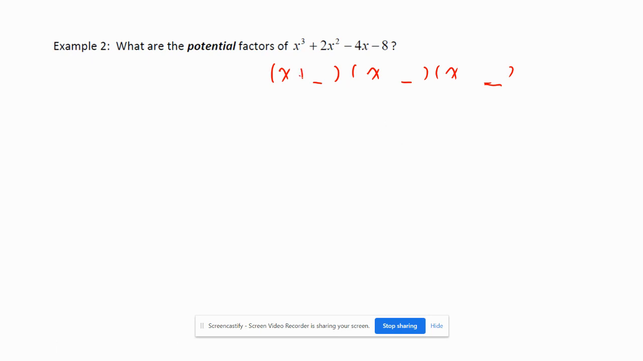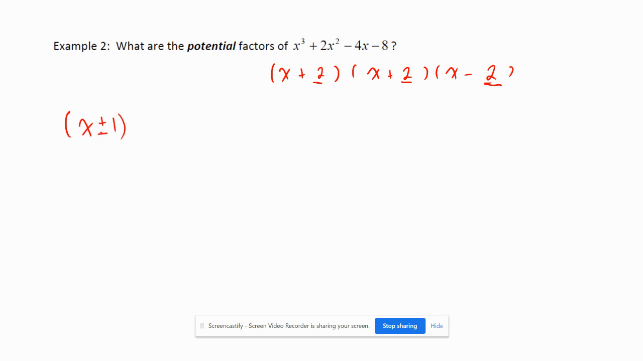Is it possible for this one to be a 2? Sure, because this could be a possible factor. It might be x plus 2 times x plus 2 times x minus 2. I'm not sure if it is or not, but it might be. So in other words, x plus 2 and x minus 2 are potential factors. Now it could be a plus or a minus.